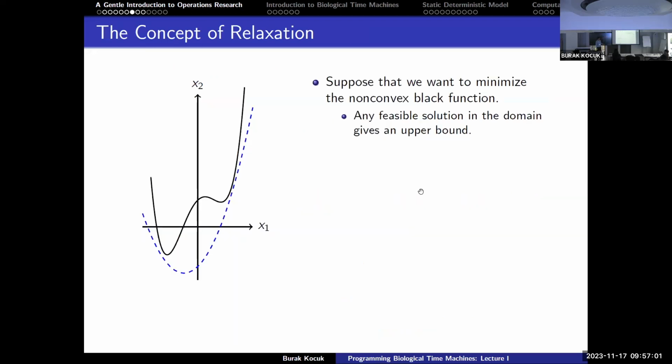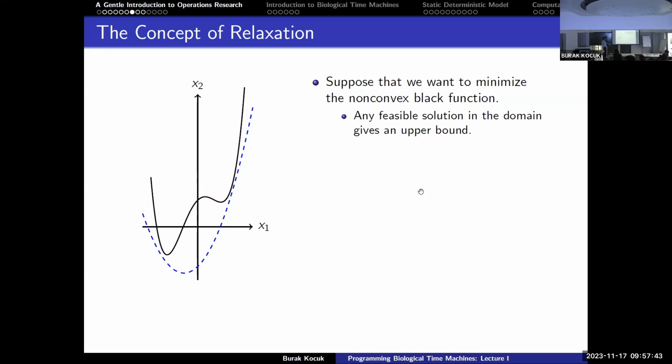And here is an illustration to hopefully convince you that this idea is valid. Suppose that you want to minimize this non-convex black function. As you can see, there's this global minimizer, and a local minimizer here, which is a local maximizer. Of course, this is just in 1D, where you can plot it. But suppose that you have hundreds of variables and a really complicated function. You cannot really draw it, so you need a systematic approach.